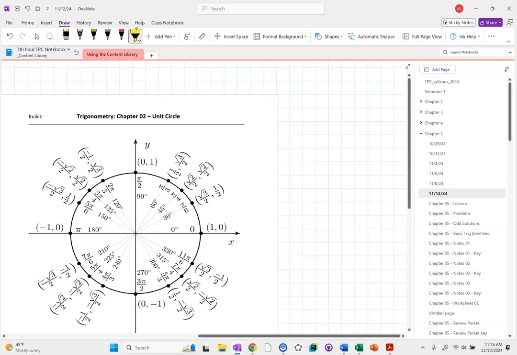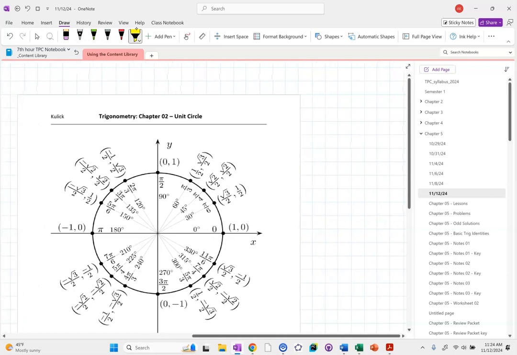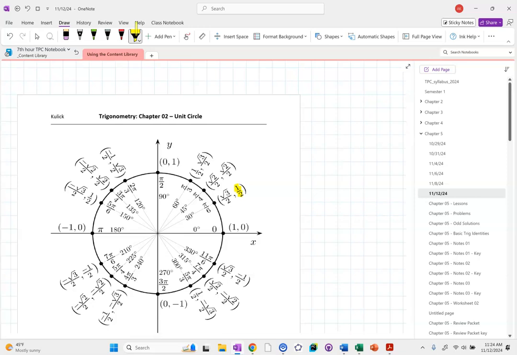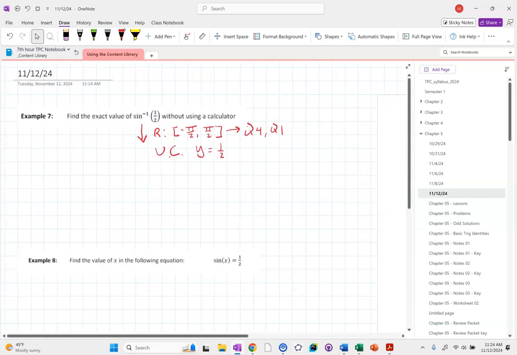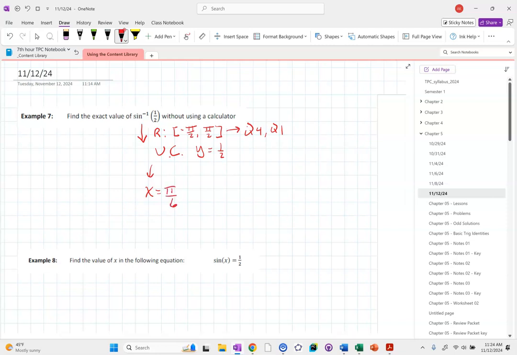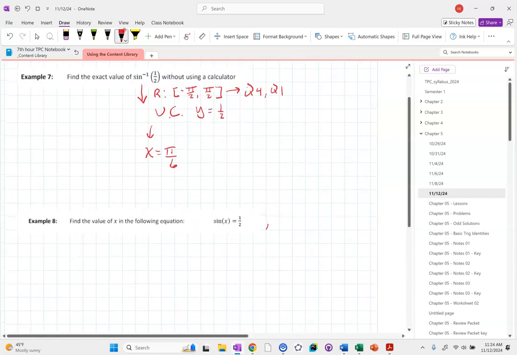So I'll look at my unit circle, just in quadrants 1 and 4, and the only place where I see a y coordinate of 1/2 is right there, which tells me my answer should be pi over 6. Everybody feel okay? Remember doing that?